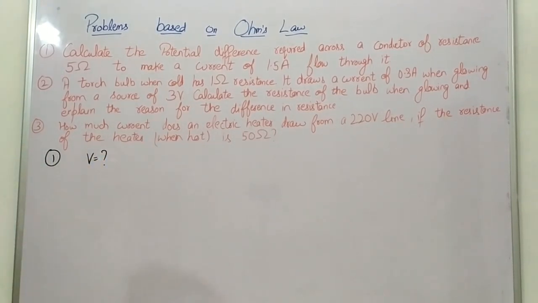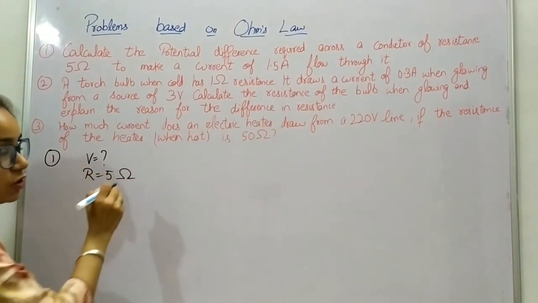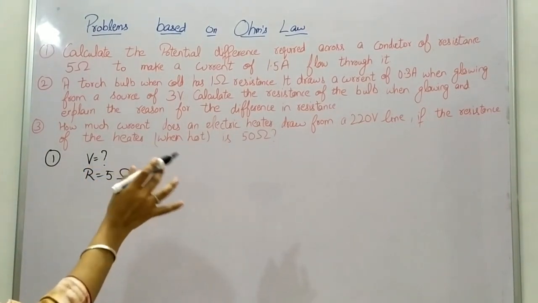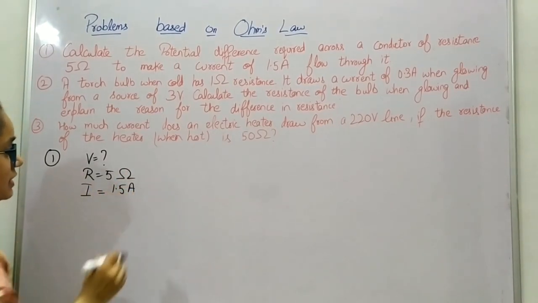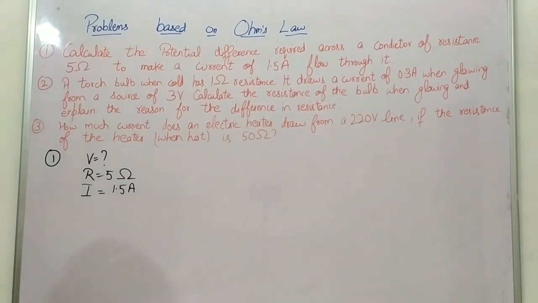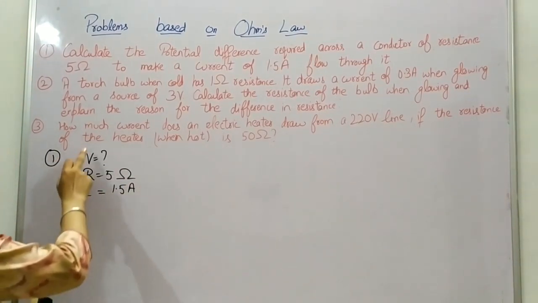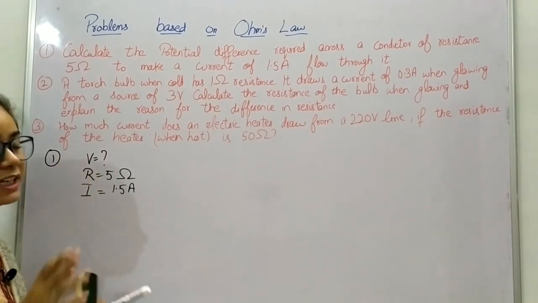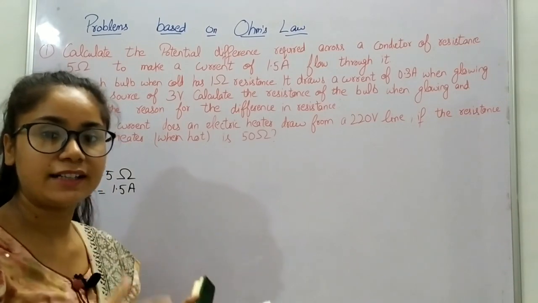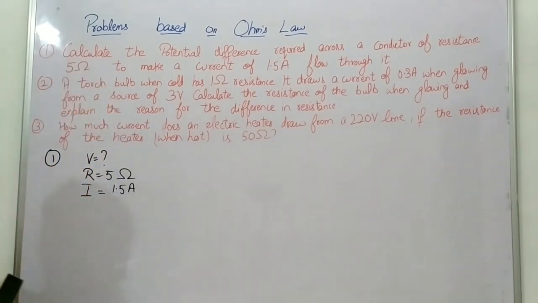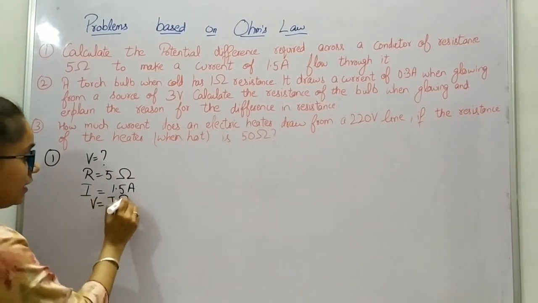We are provided with the resistance. Resistance is 5 ohm, ohm is the unit of resistance, and the current is provided as 1.5 amperes. As this problem is based on Ohm's law, and we are given these three terms, we are going to apply Ohm's law because these three terms are included in it. So according to Ohm's law, V equals IR.